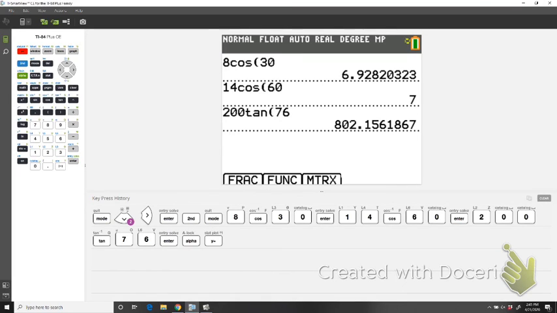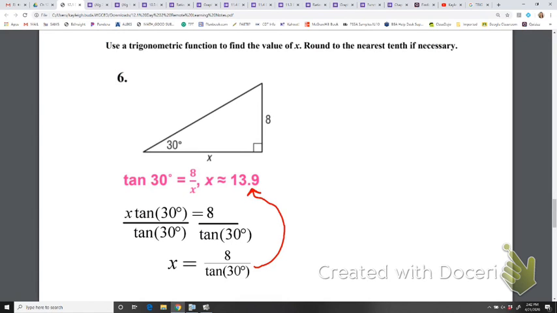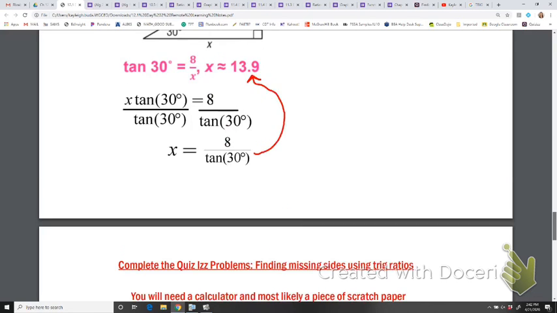So go alpha y equals, put the 8 in the numerator, and tangent of 30 down in the denominator, and press enter, and you'll get about 13.9 rounded to the nearest tenth. So that's how you can solve those types of questions when your variable's at the bottom.